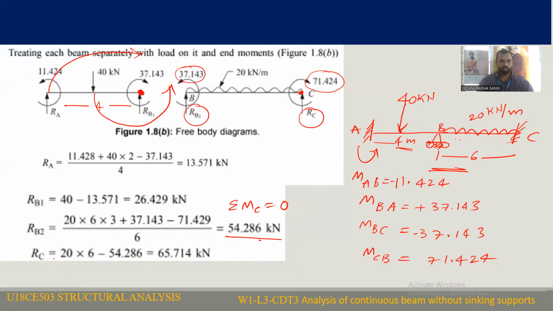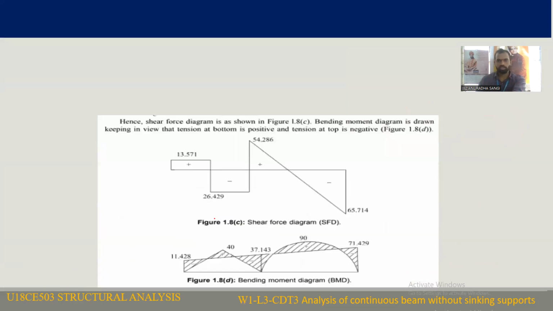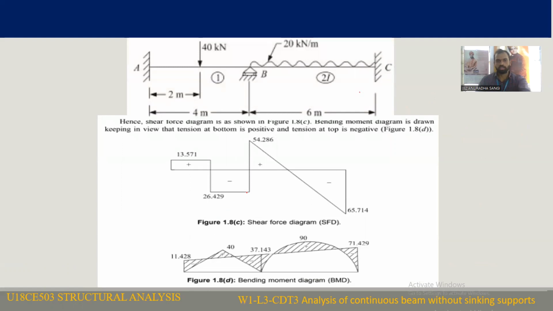And similarly from sigma Fy equal to 0, upward force will be equal to downward force, that is 20 into 6 will be equal to RB2 plus RC. If you substitute in this equation, you are going to get the RC value. So RC, reaction at C, is 65.714 kilonewton. So after getting these values, we need to move to drawing the shear force diagram.